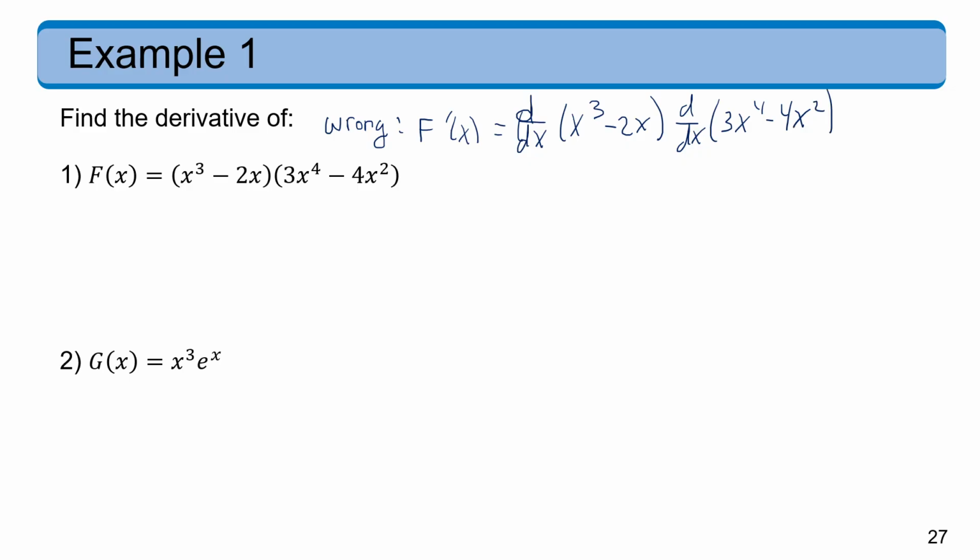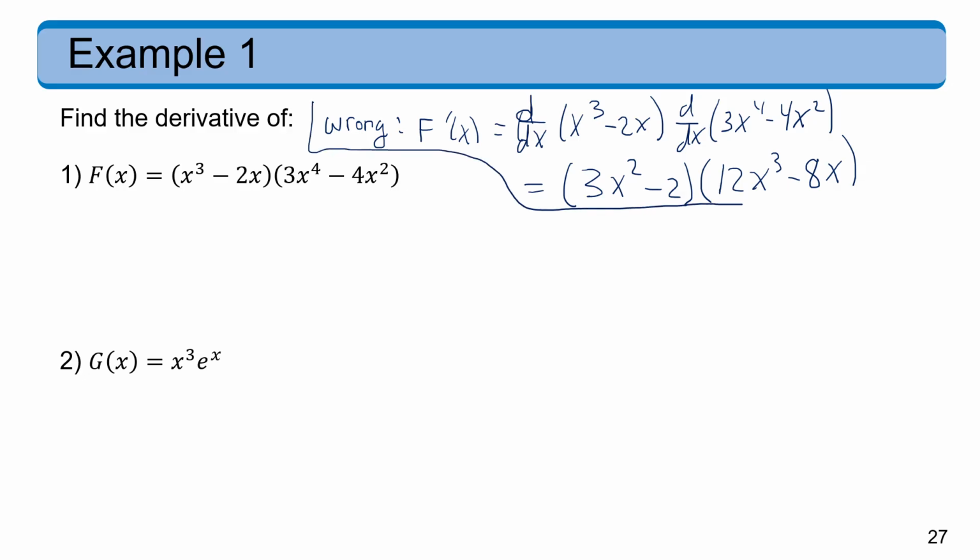And so continuing on with this, you would get, for the first derivative using the power rule, 3x squared minus 2, and then we multiply that by the second term, which is the derivative of this other expression. For that, we get 12x cubed minus 8x. Okay, so that is wrong, right? So it's easy to make that mistake because that seems like how the product rule should work. But we know there's another formula for this, so let's do this the correct way now.